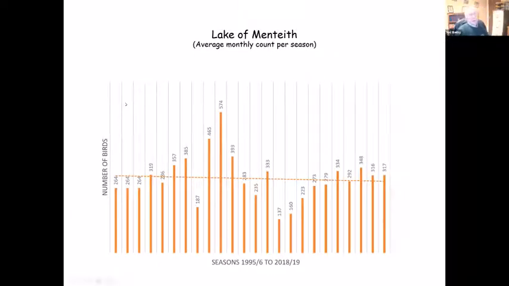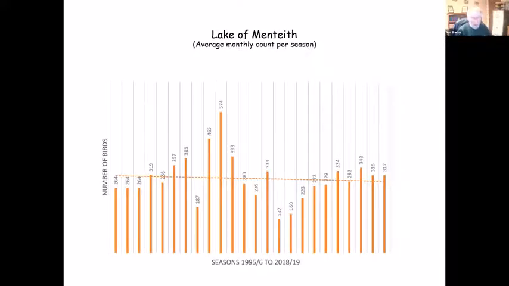The average monthly counts have only declined slightly for the Lake of Menteith. They did fluctuate, and the lowest average monthly count of 137 was again in the 2009-10 winter, when it was frozen solid for most of December and January. And then next winter, as I mentioned previously, the average monthly count was only 160, when it was again icebound from late November until mid-January.